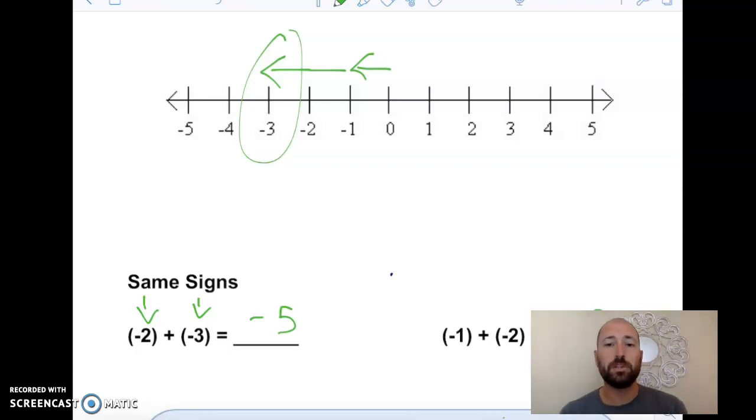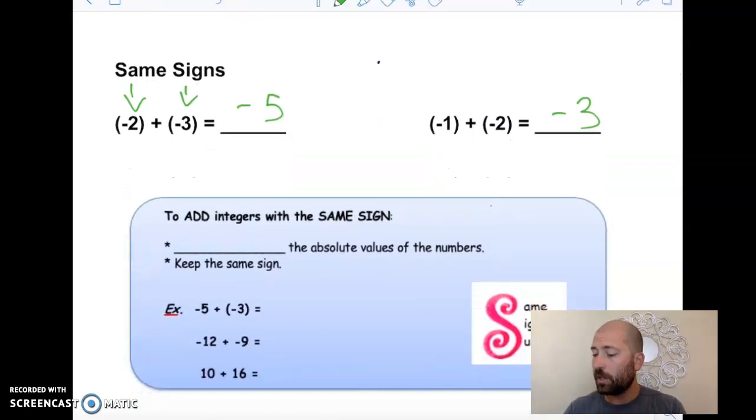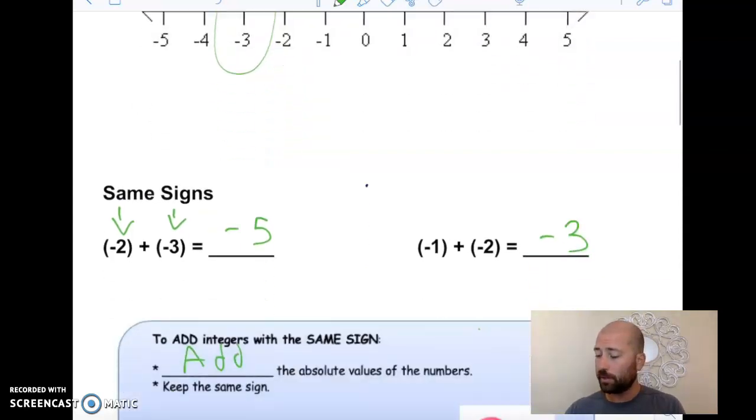Here's a couple things we can notice from these two types. If I'm going to add integers with the same sign, I am going to add the absolute value of the numbers, and I am going to keep the sign. So a negative plus a negative is going to give you a negative. Why is that? Because I'm heading in the same direction on the number line. Both keep on moving us towards the left.